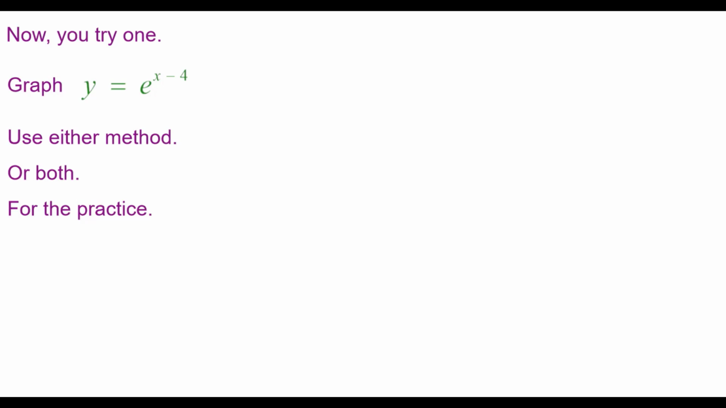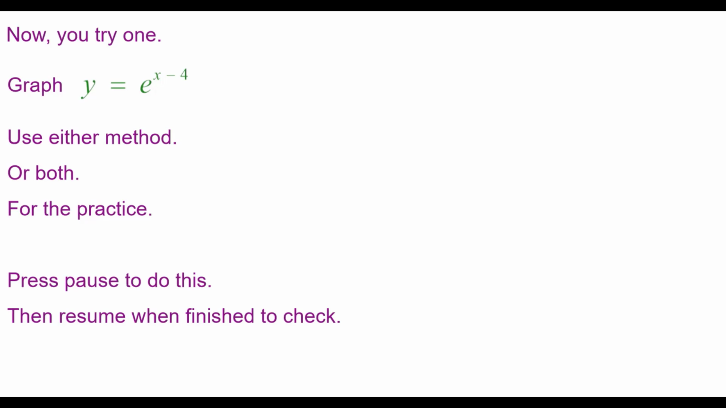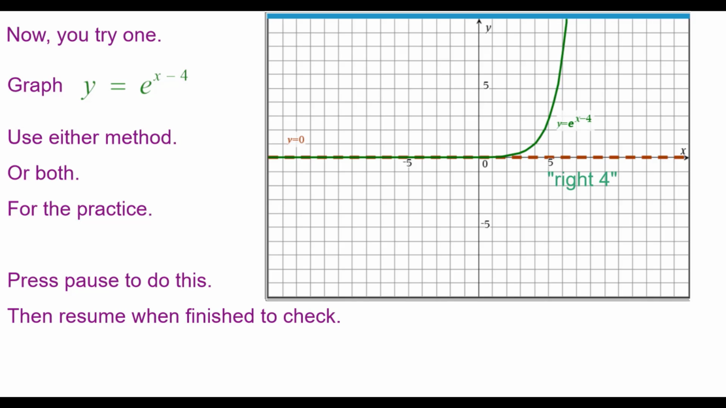Now you try one. Graph y equals e to the quantity of x minus 4 power. Use either method or both for the practice. Press pause to do this and resume when you're finished to check your answer. And here is your answer, shifted to the right 4 units.